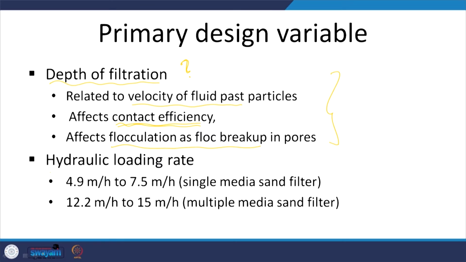Okay, I wanted to talk about this aspect here, but I see that it's being covered here. Hydraulic loading rate, right? At what rate is the water being loaded? So it's volume per area per time. That's why it comes out to be one dimension, meters per time. Let's say this is 4.9 or 5 meters per hour to 7.5 meters per hour if it is a single media sand filter. If it is a dual or multiple media sand filter, it's relatively high, 12.2 meters per hour to 15 meters per hour, right? With a multiple media sand filter, that's when typically the efficiency increases. So we will come back to this, we will look at the design later.